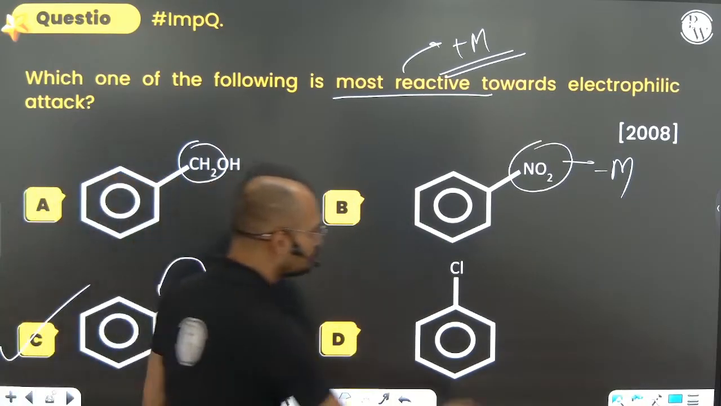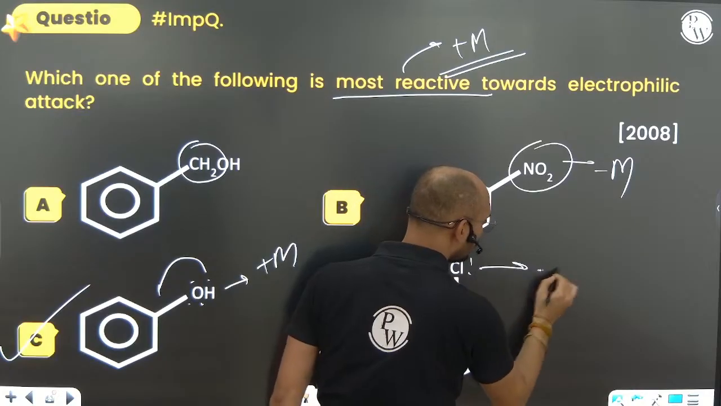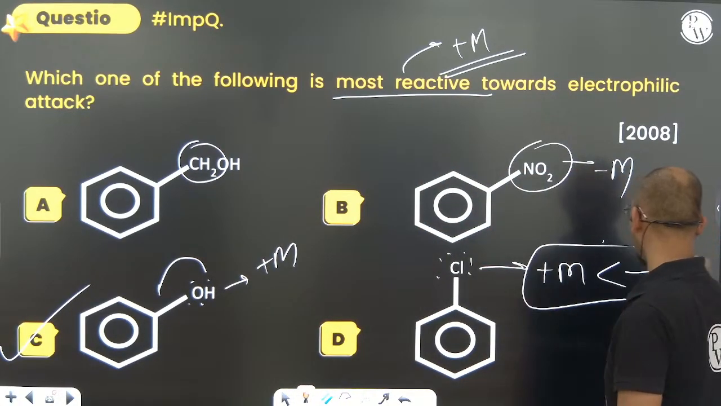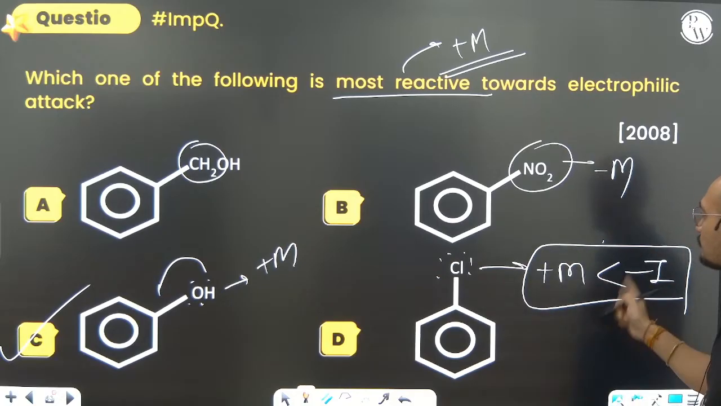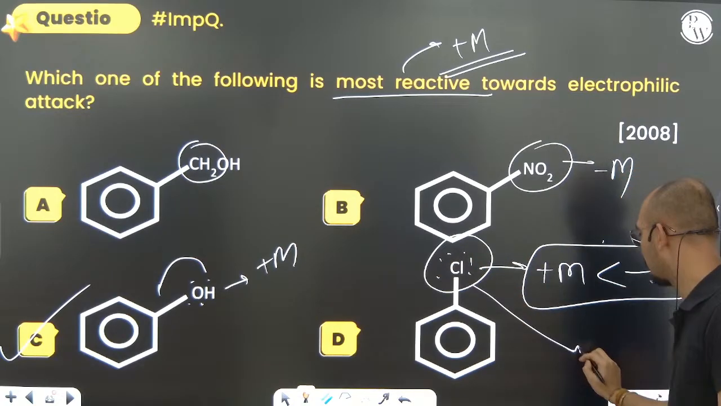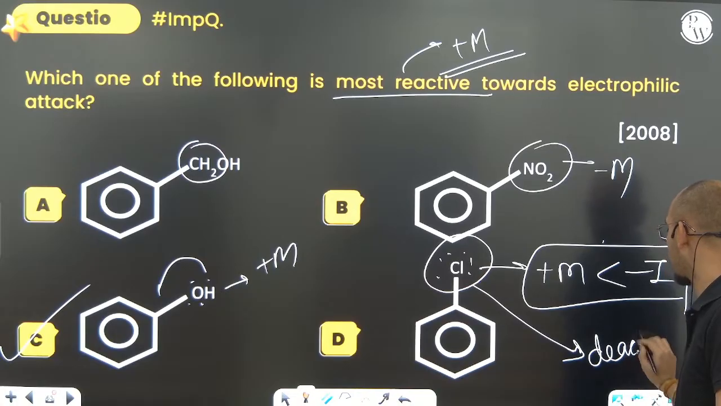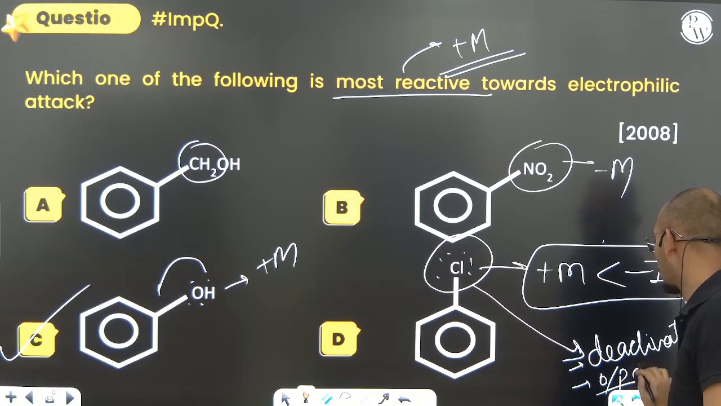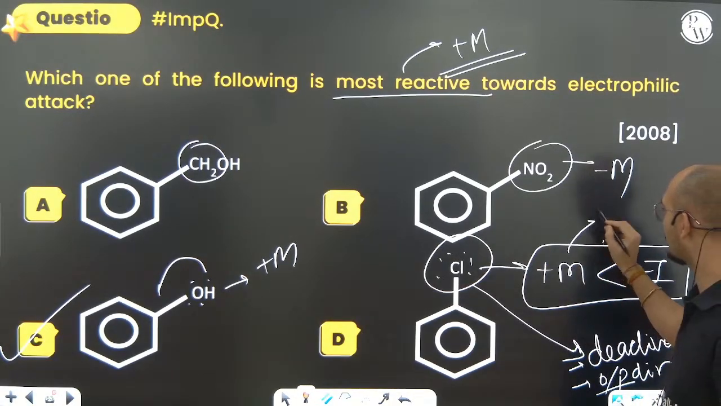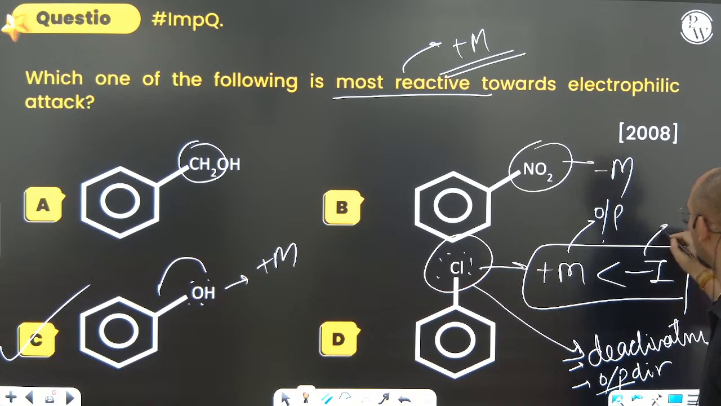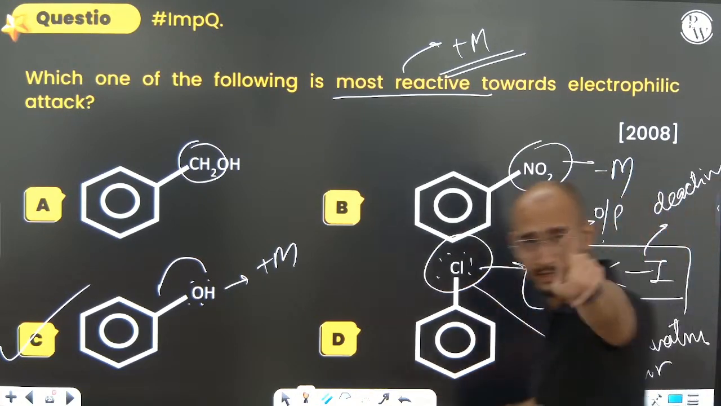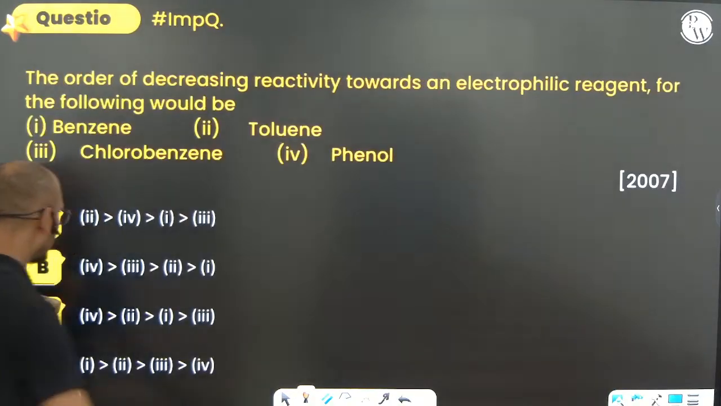यार इसकी बात करो, ये Cl की बात करोगे तो Cl is also plus M, but it is also having minus I, and यहाँ पे minus I becomes stronger than plus M. So यहाँ पे rather than being activating, it becomes deactivating. But साथ ही साथ it is ortho and para directing also at the same time. So due to plus M it is ortho para directing, but due to minus I it is deactivating. Very important point to keep in mind. So option C here is the correct option.